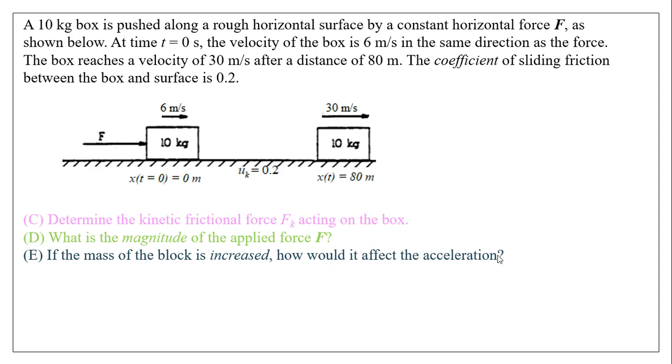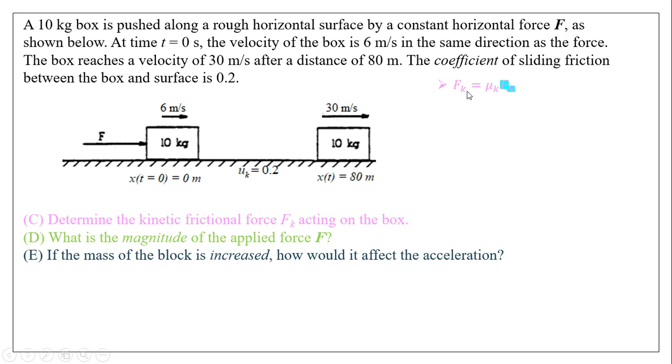Part D asks us to find the kinetic frictional force F of K acting on the box. Well, the easiest way to find F of K is using this particular function. I'm going to use this because the coefficient of friction is given to me. Mu K here is given as 0.2. So that's an indicator to use this particular function to find F of K. Maybe not all the time, but it's a good starting point.